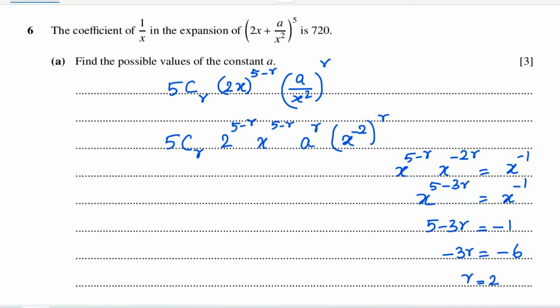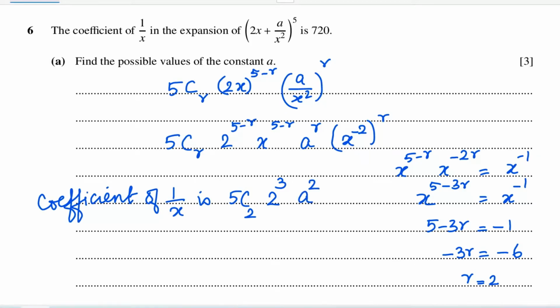Okay. So to find the coefficient of 1 over x, we need to substitute the r value as 2 in the general term. So the coefficient of 1 over x is 5C2, 2 power 5 minus 2 is 3, a power 2. And it's given, this expression is equal to 720.